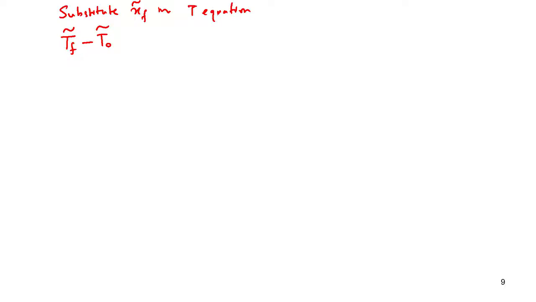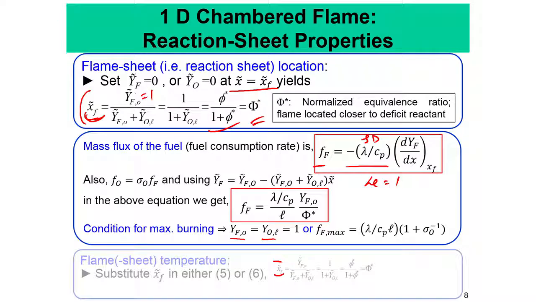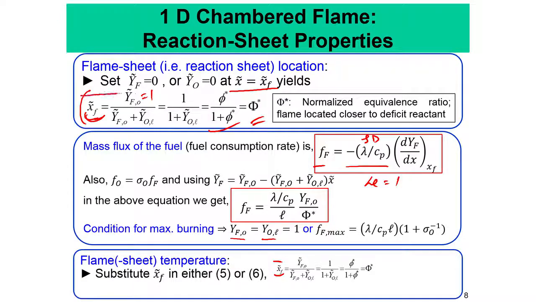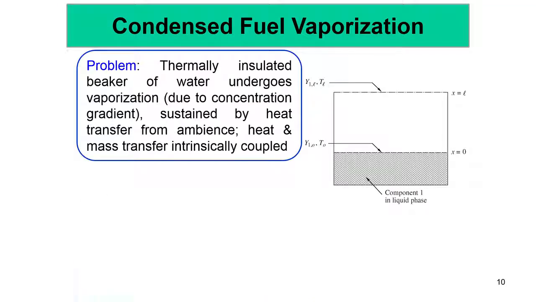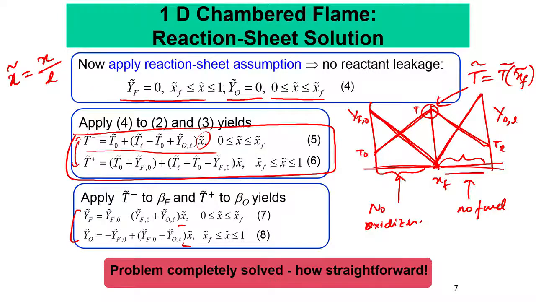What I want to say is that if you substitute this in the temperature equations, where T minus this part is essentially T0 tilde plus TL tilde minus T0 tilde plus yo,l tilde times x tilde. Instead of x tilde, if you substitute xf here, xf is a function of 1 by 1 plus yo,l tilde.